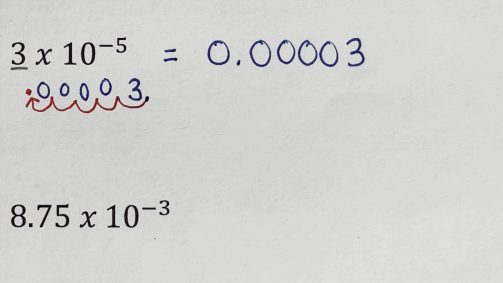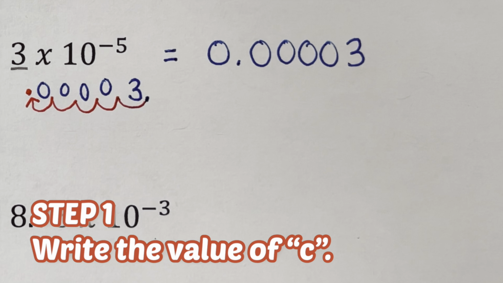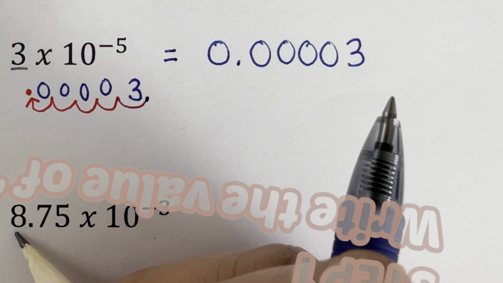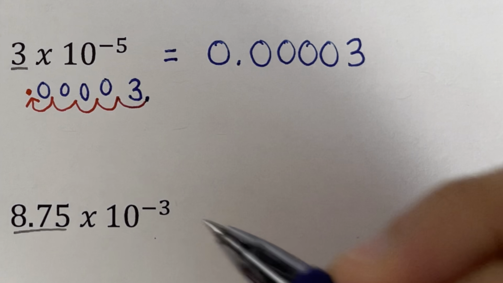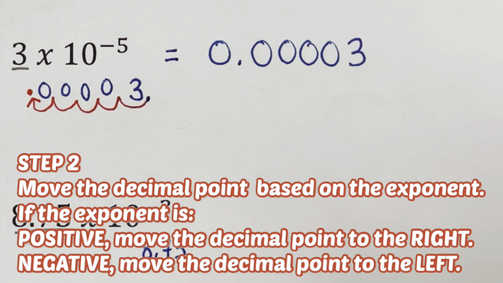Now let's move on to the next one here. Again, our first step is to write the value of C. So our C value here is 8.75. So I'm just going to go ahead and write it down here. So that is 8.75. Now we're ready to move on to the second step.